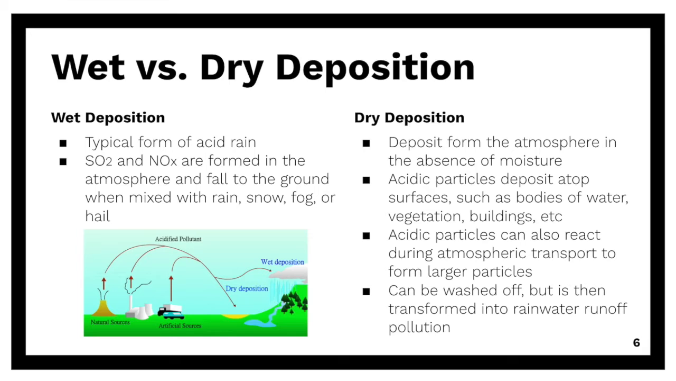Dry deposition falls from the atmosphere in the form of acidic particles that, instead of combining with precipitation, combine with other particles and create larger flecks. These particles can land on bodies of water, vegetation, and buildings, causing harm to materials, ecosystems, and humans.